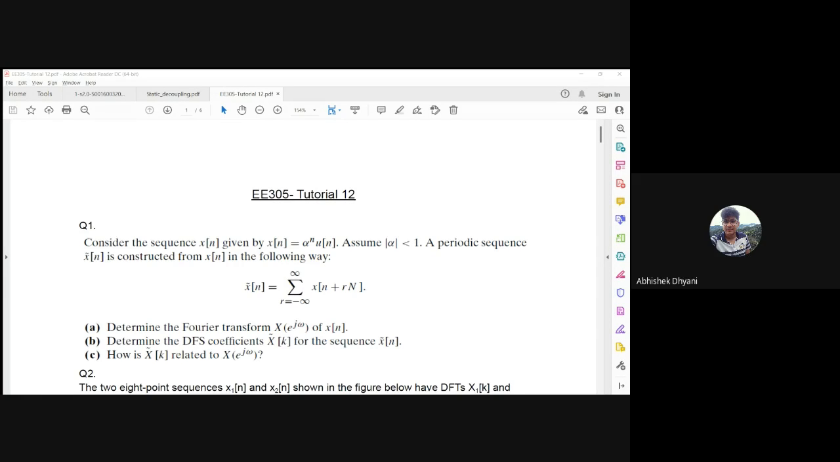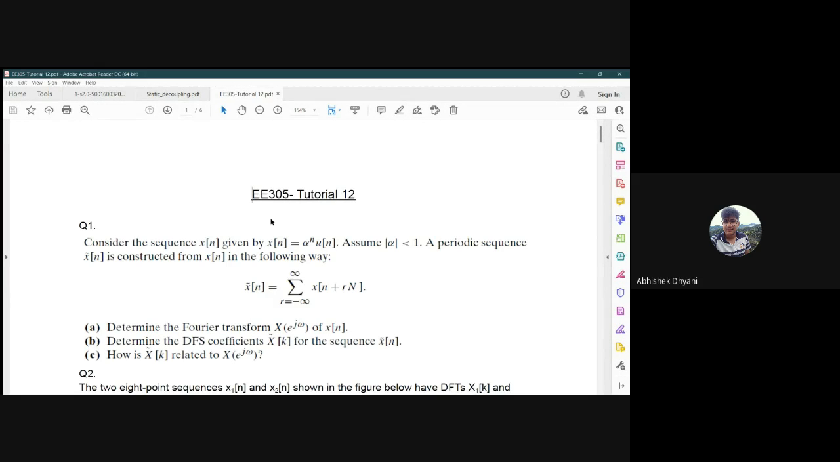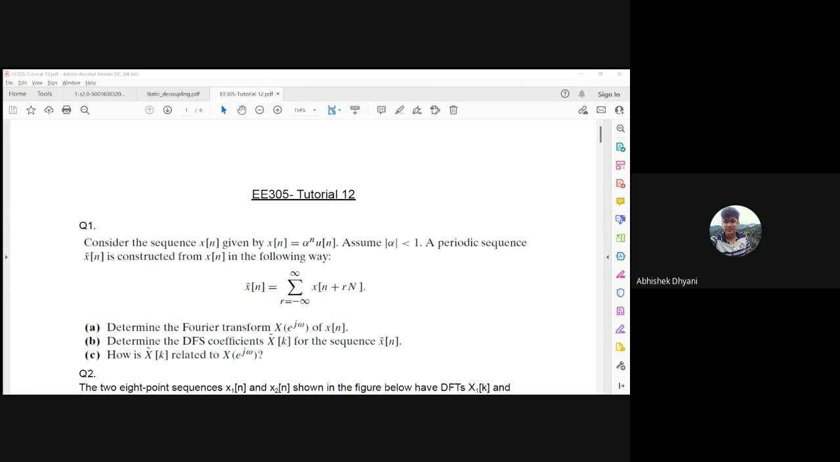Okay, so this is tutorial number 12, and in this one we will look at some questions on the topic of DFT and the properties of DFT. Especially, there are two properties that are important. One is linearity, and the other one is the circular shift. So we will look at these questions related to that.